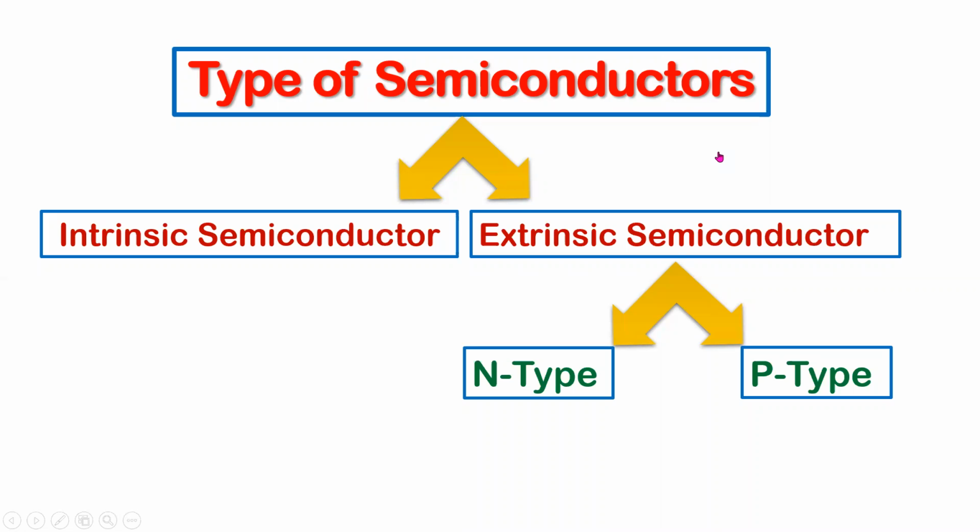Hi, today we are going to discuss semiconductors, materials whose conductivity lies between insulators and conductors. Those materials are called semiconductors. Semiconductors are of two types: intrinsic semiconductors, also called pure semiconductors, and extrinsic semiconductors, or doped semiconductors. Extrinsic semiconductors are further classified into two types: N-type semiconductors and P-type semiconductors.